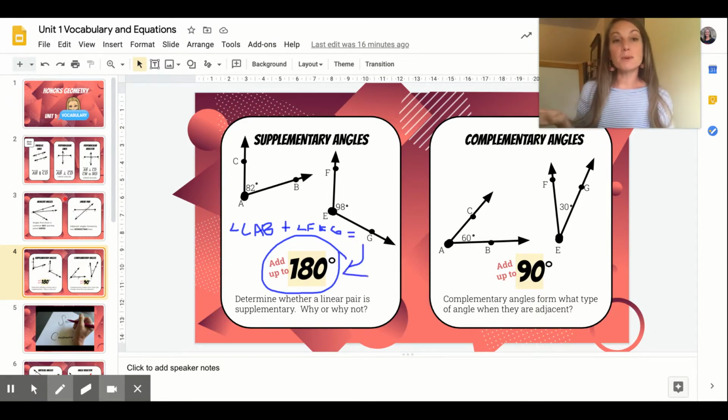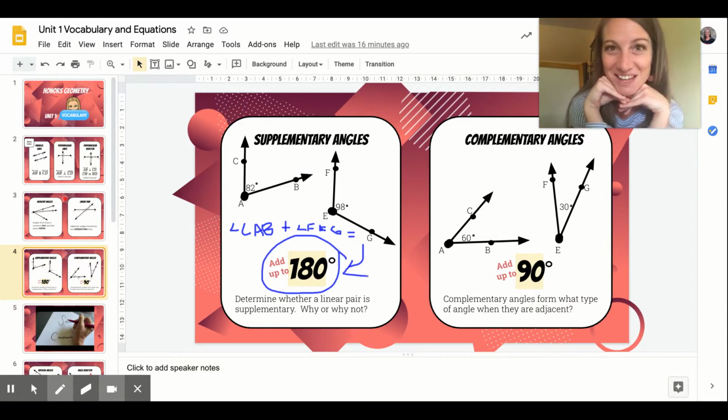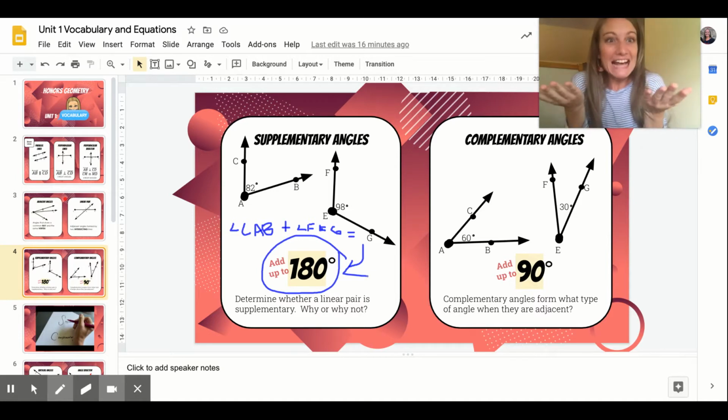So determine whether a linear pair is supplementary. Why or why not? Tell me what it is. Yes, of course, right?